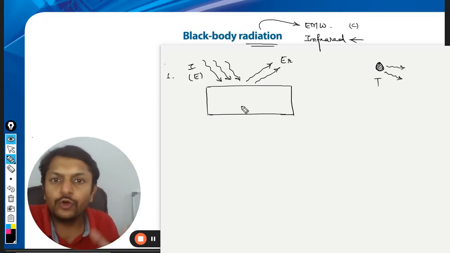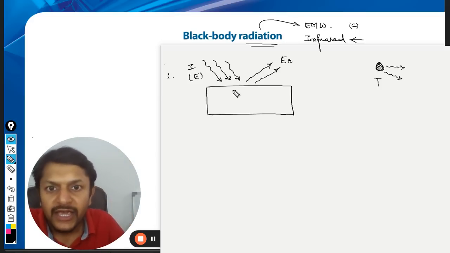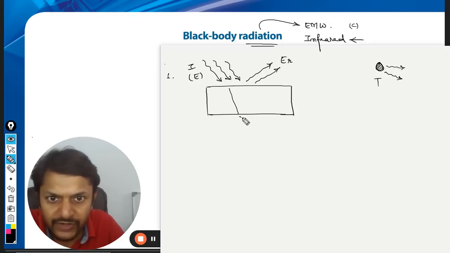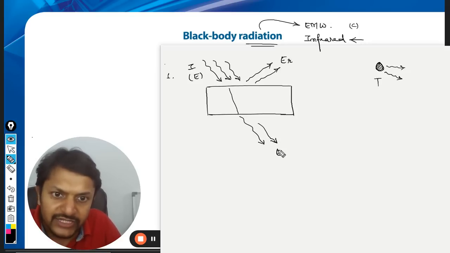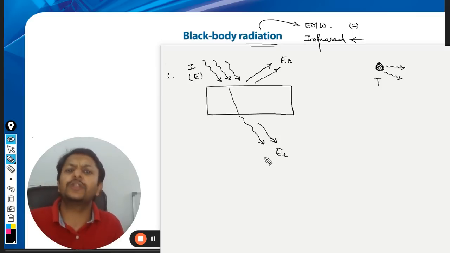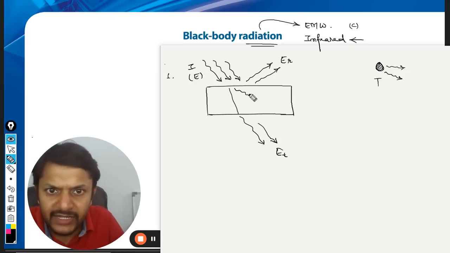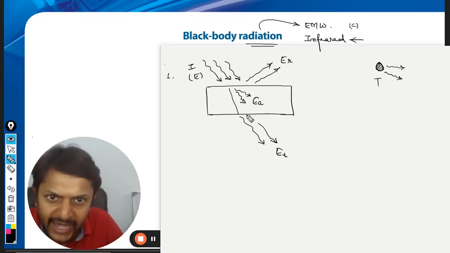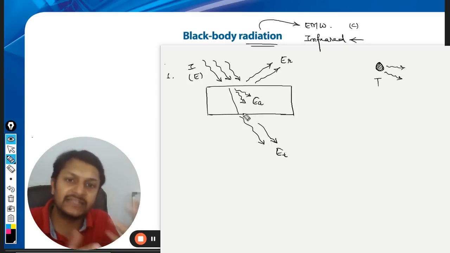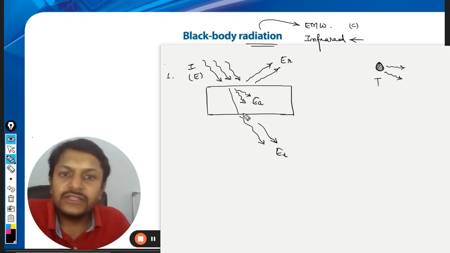Some part of it could be transmitted through the body. If the body is transparent, it will move like this, so this energy can go away. Let's say ET is the total energy which is transmitted, and some part of it will get absorbed within the body itself. Let's say EA is the energy which was absorbed. Now, these are the three things.